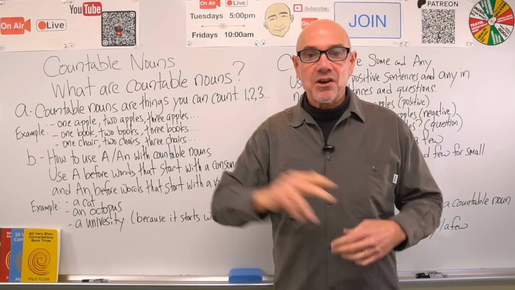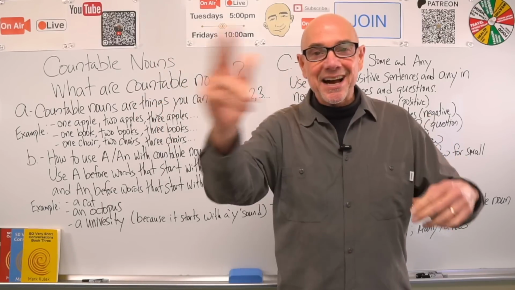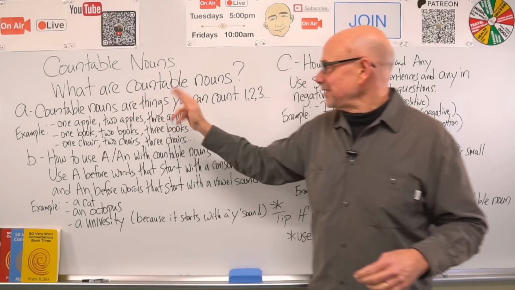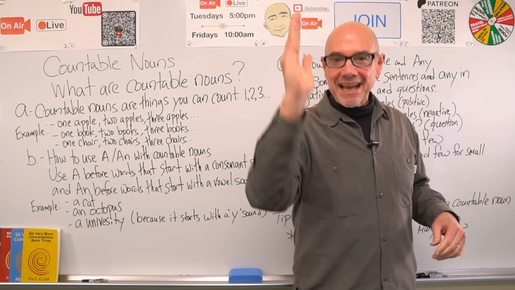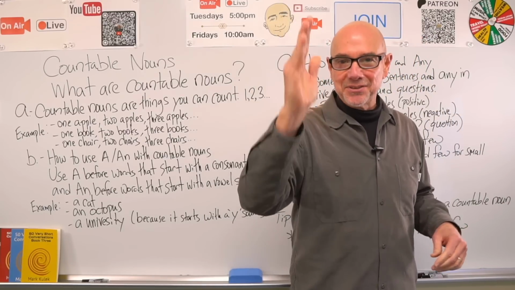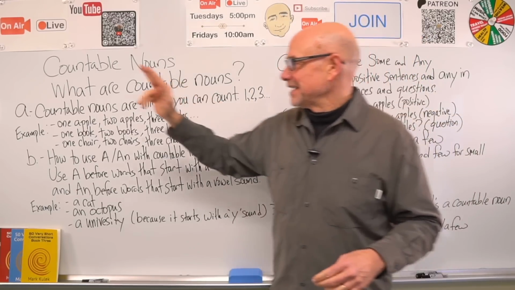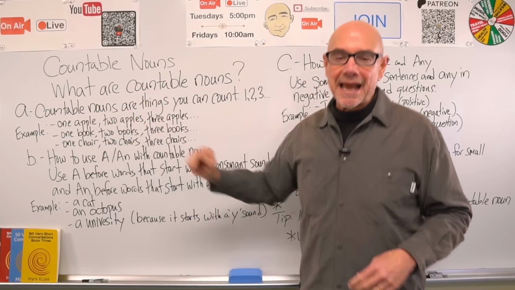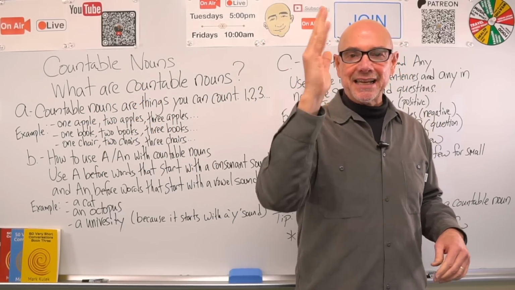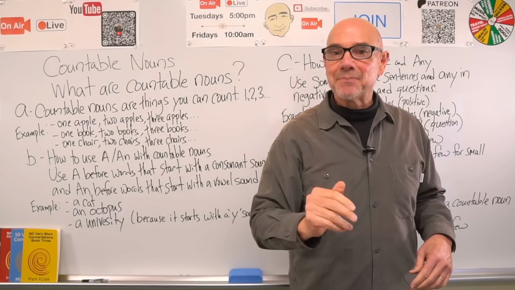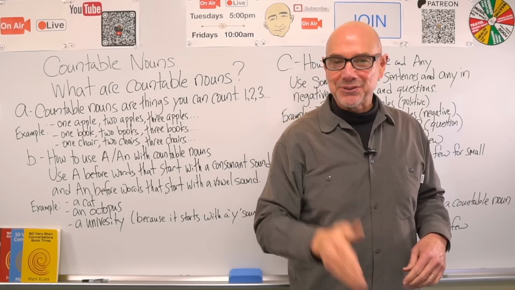Countable nouns. What are countable nouns? Countable nouns are things you can count. 1, 2, 3. Example, 1 apple, 2 apples, 3 apples. I can count apples.